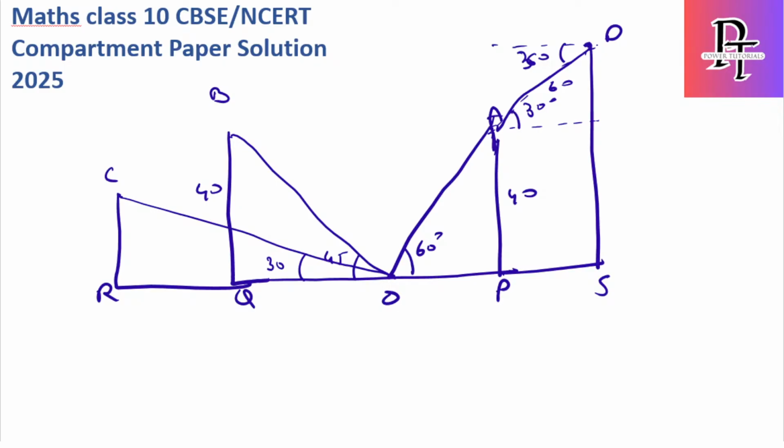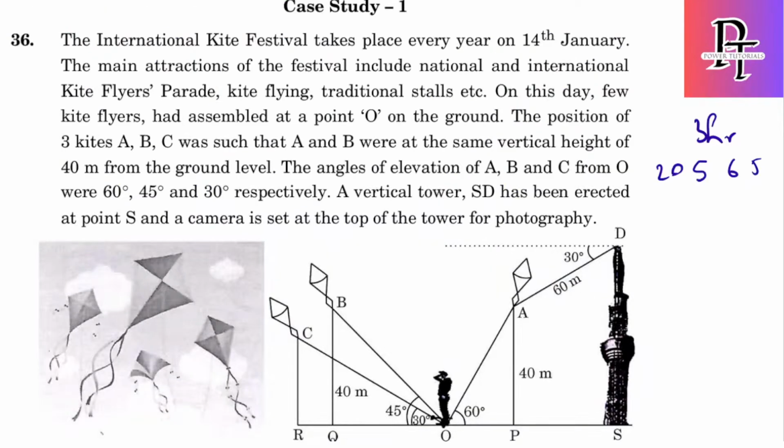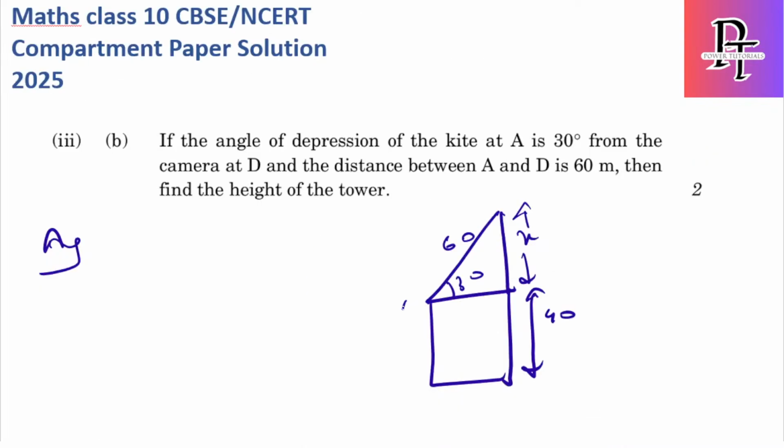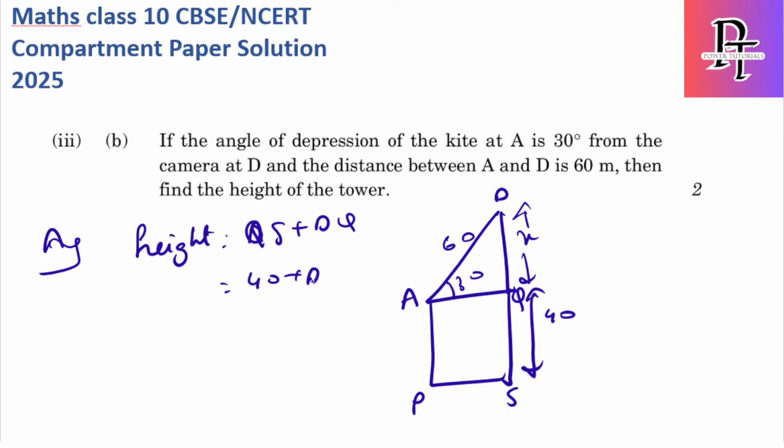AD, the question, did they mention the point? No. ADPS. I'll write this as Q for my convenience. So now height of tower AD is QS plus DQ. QS we already know, which is 40, plus DQ. So DQ we need to find.